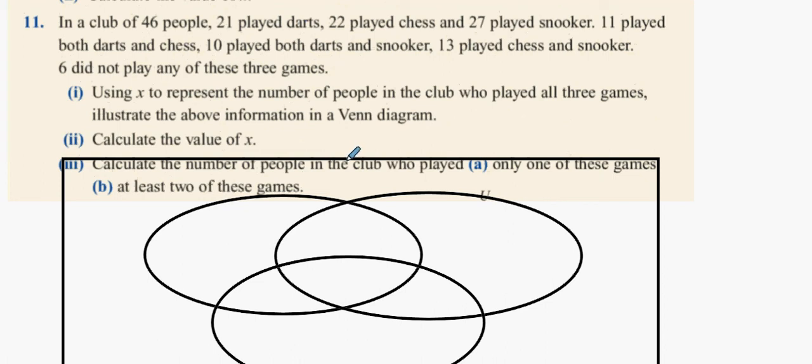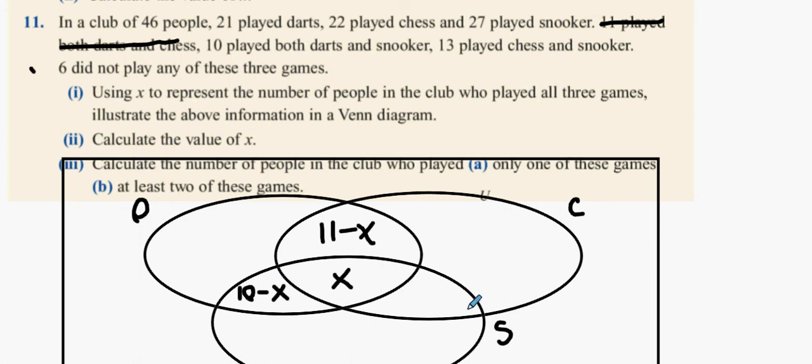Okay. X in the middle. 11 played darts and chess. So D, C, S. So darts and chess, what should that add up to? Darts and chess, lads? 11. So 11 minus X. 10 played darts and snooker? 10 minus X. Darts and snooker, 10 minus X. Okay, snooker and chess? 13 minus X.